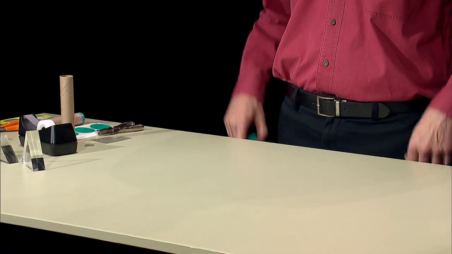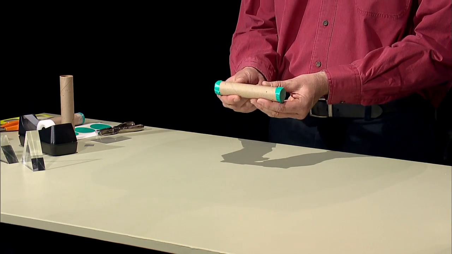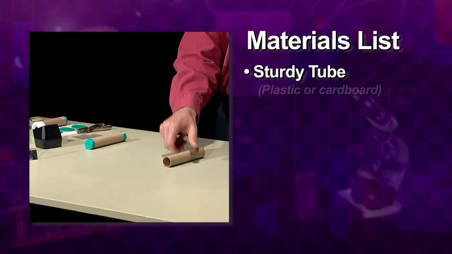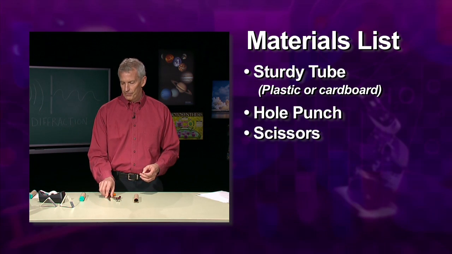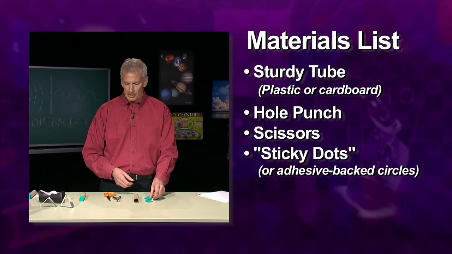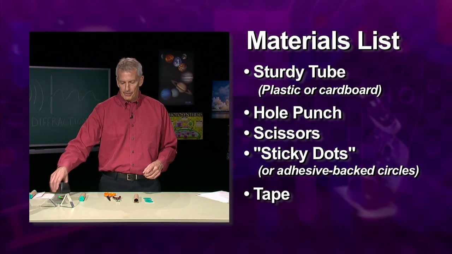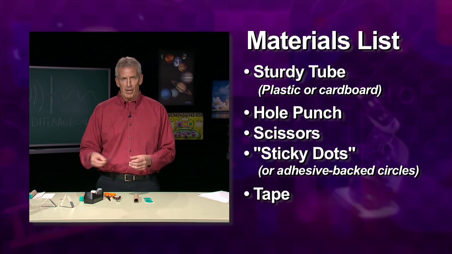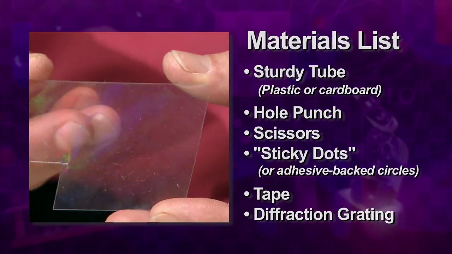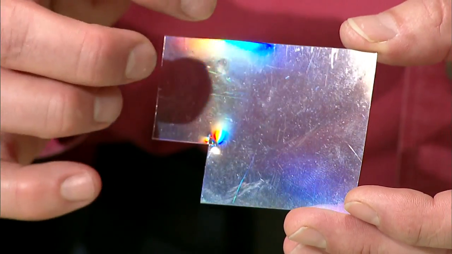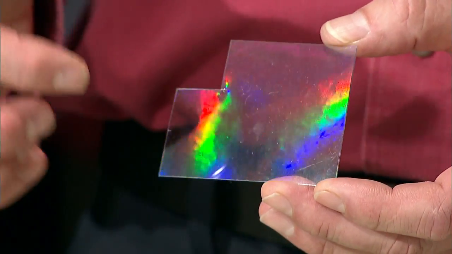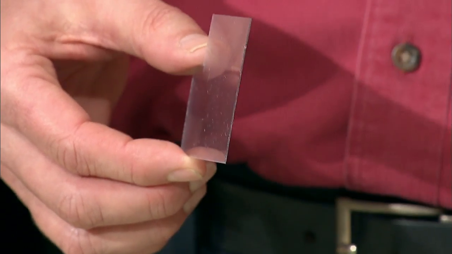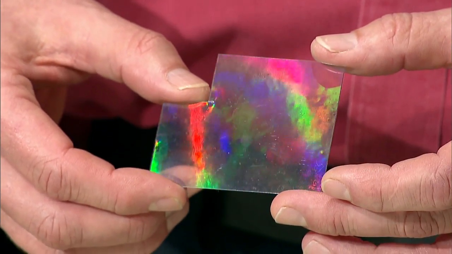Let's build. This is a completed spectroscope that we'll be building right now. We're going to need a tube, some tools, a hole punch and scissors, some green sticky dots, some tape, and a special piece of plastic called a diffraction grating. This little plastic has thousands and thousands of tiny little lines etched into it, which allow the light to enter in one side and then break apart into the various colors on the other side.